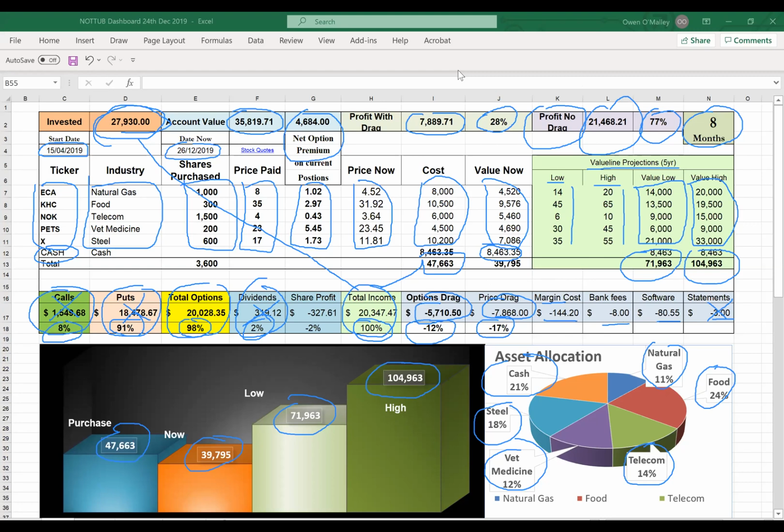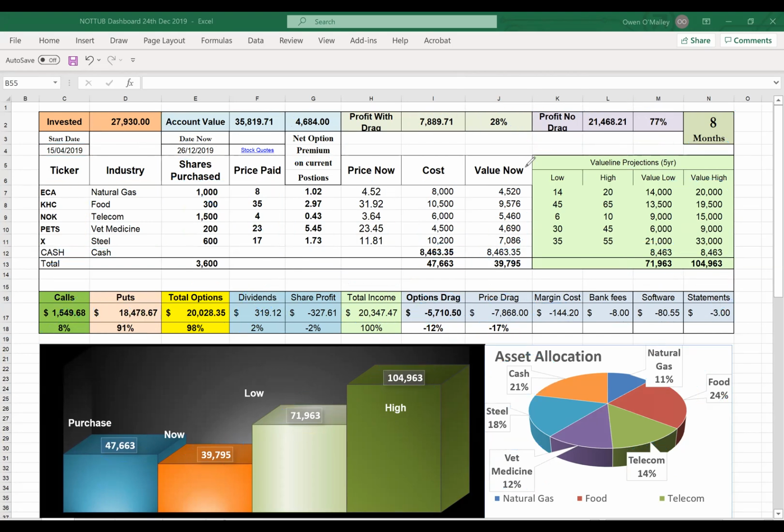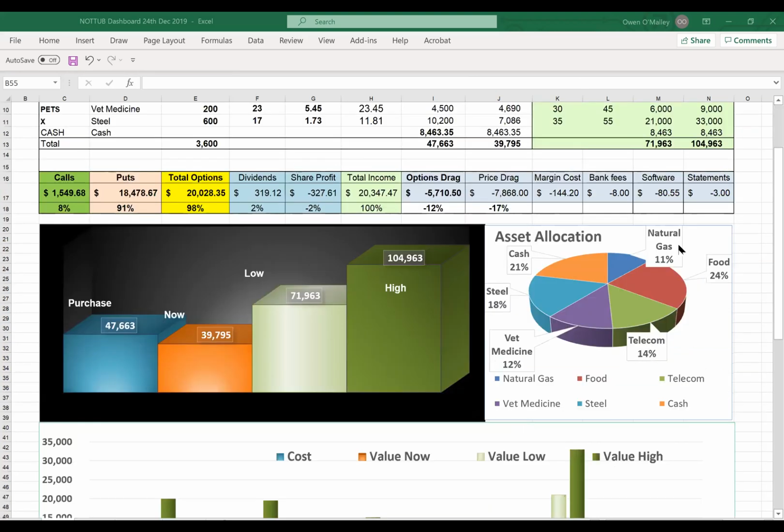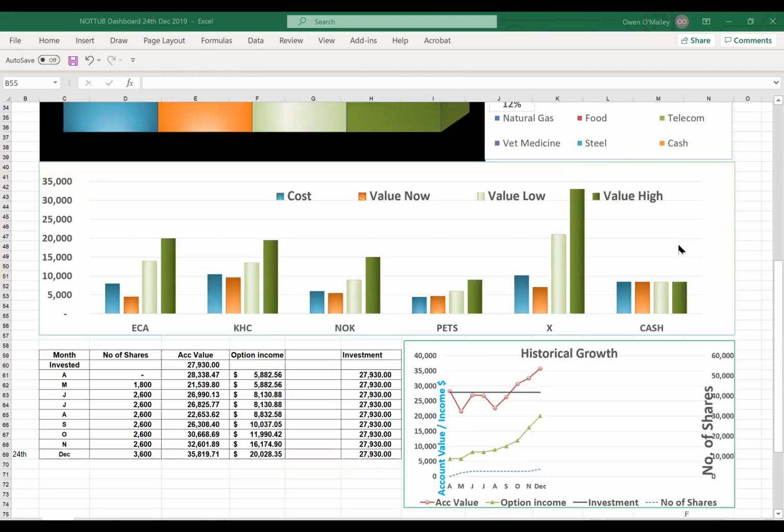If we zoom on down here, let's clear away all drawings and scroll on down. We can see here the breakdown of the individual positions.